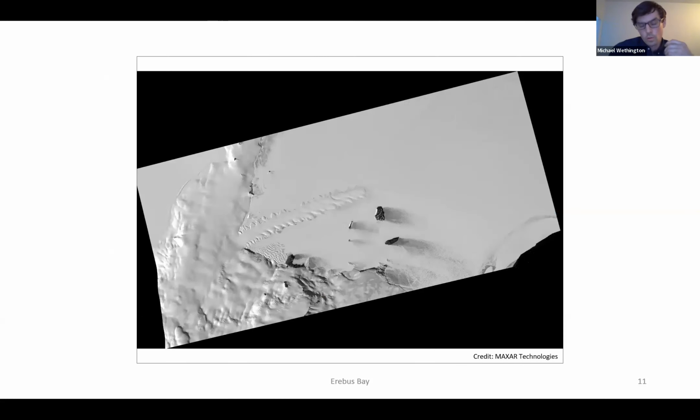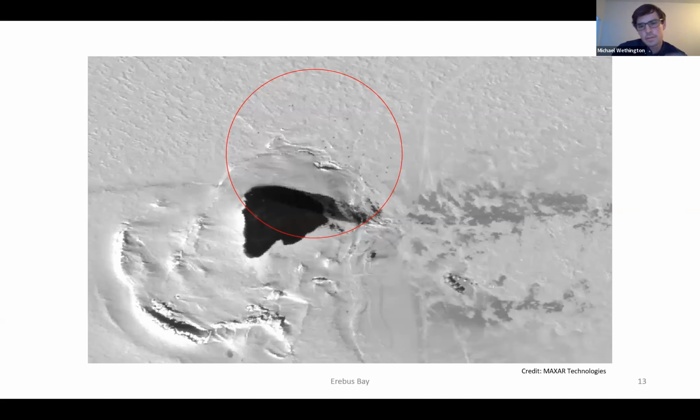The way we approach this, just to give you an idea, sort of cradle to grave, we'll take an image like this one over Erebus Bay, and we'll find seals using a combination of automated approaches and also human manual annotation. We scour all these scenes for all the seals. If we focus in on this area in the red circle and zoom in, we can see this peppery shot of things on the landscape, and those are the seals we're looking for.